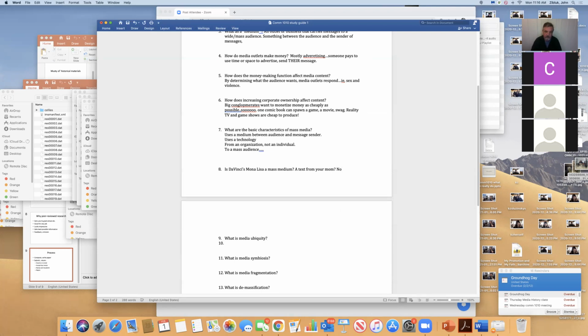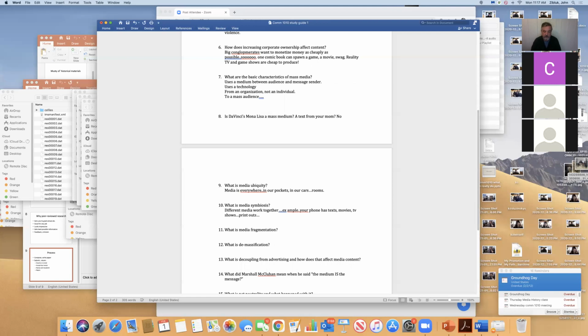Media ubiquity. Our pockets, in our cars, rooms. You can't escape media outlets. Different media use different media. Different media work together. Your phone has texts, movies, TV shows, print outlets, all those apps. They are examples of media symbiosis.